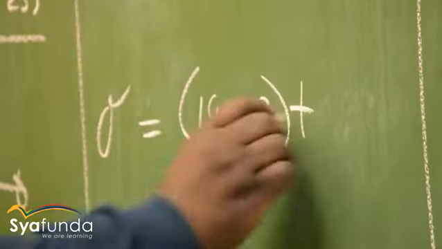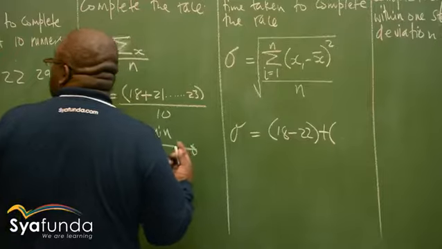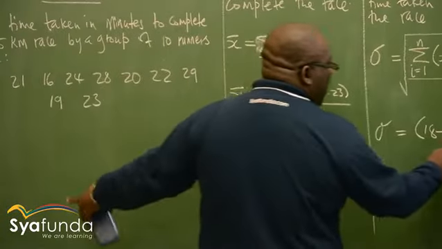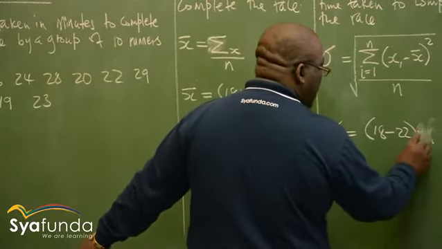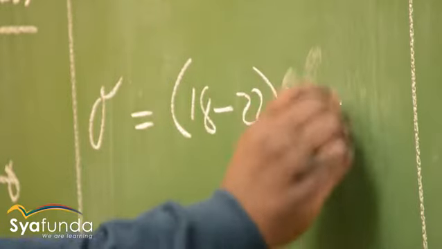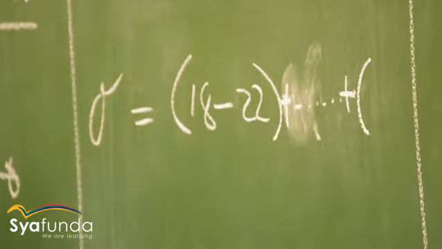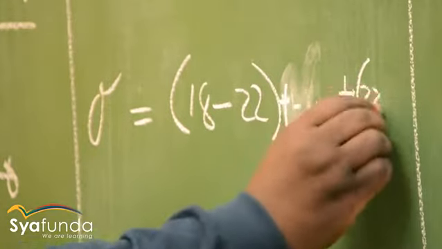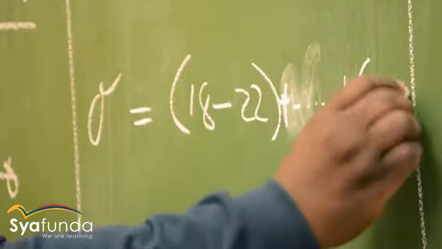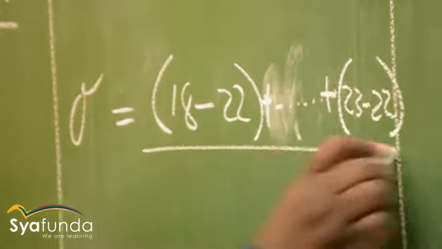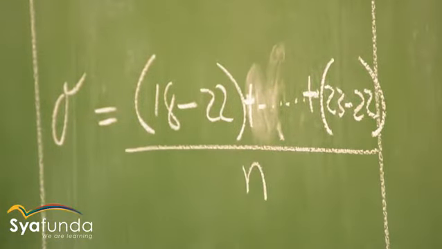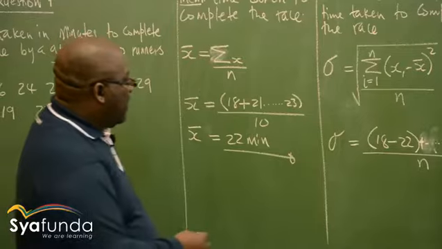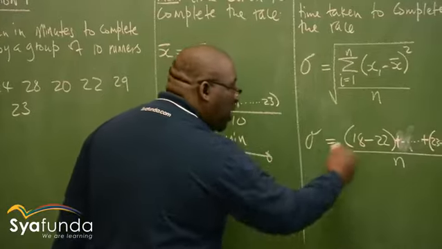I add another one, the second one, which is 21. Or if I've added the first one, I indicate that there are some that I've skipped. I've gone to the last one to make life easier for me, which is 23 minus the standard deviation, 22 in this particular case, and divided by the number of them. So there are some that I've not written there because of time. You don't have to show them. You've got to show as I'm showing you.